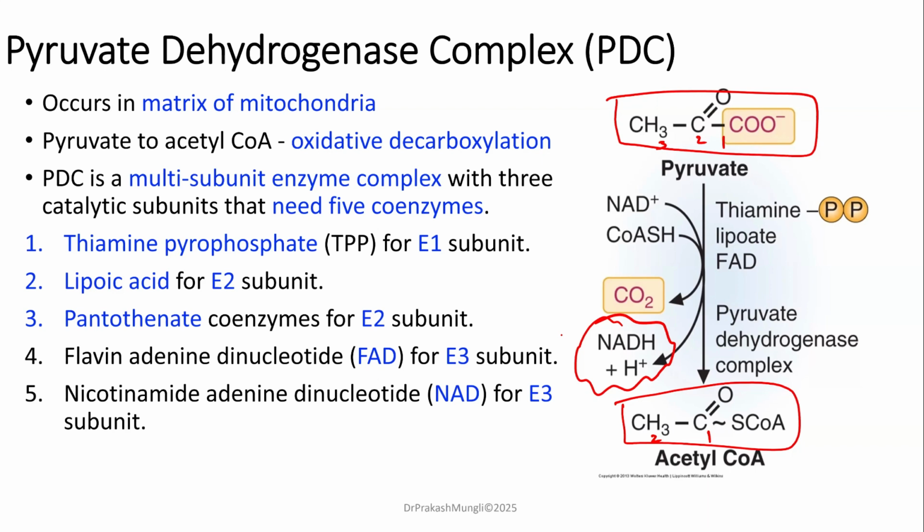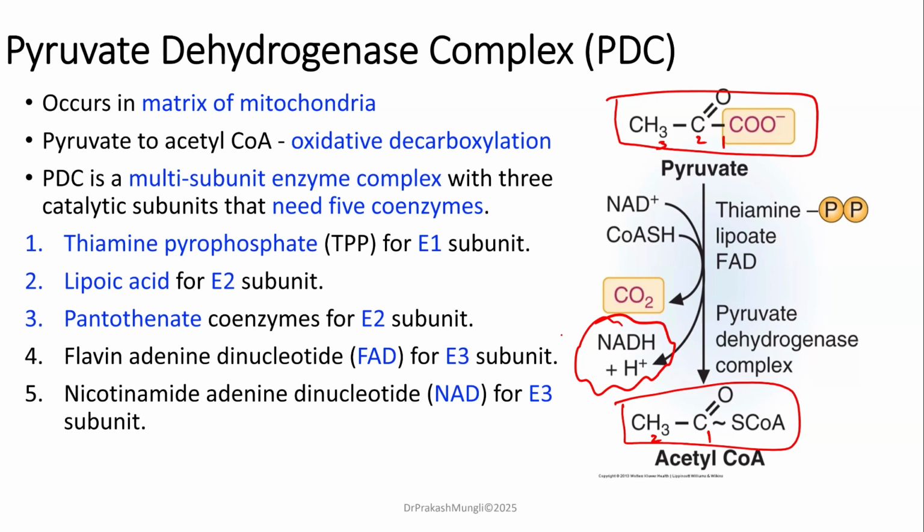And those carbons need to be removed. And that will happen in the TCA cycle. So right now in PDC, you are removing one carbon from pyruvate. That carbon we are going to exhale out. It's a gaseous molecule, it enters the blood and goes to the lungs and we exhale it. There is a mechanism for that. You will study that in the hemoglobin lecture.